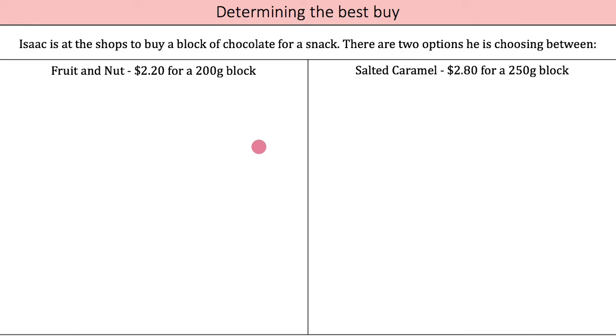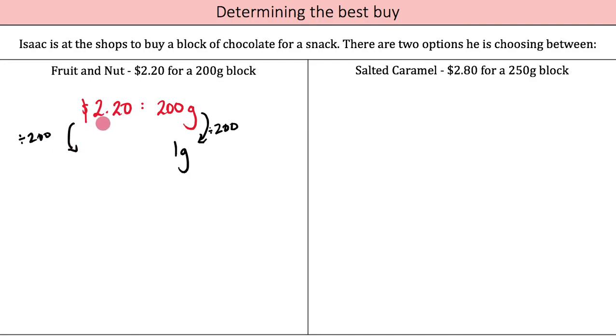Okay, how are we going to do this? The first thing you should notice is that these are disgusting numbers. Like if I was to write this out as a ratio, it's going to be $2.20 for 200 grams. If I wanted to find the unit price, would I find it per gram? If I did that, I would have to divide this by 200 to find 1 gram. What is 200 divided by 2.20? Oh, yuck, that's disgusting. I don't want to do that. In maths, we want to find the path of least resistance.